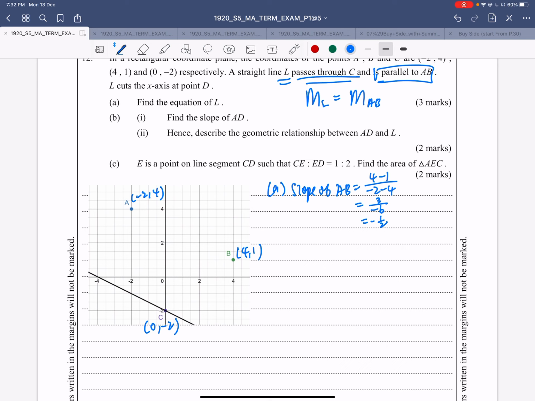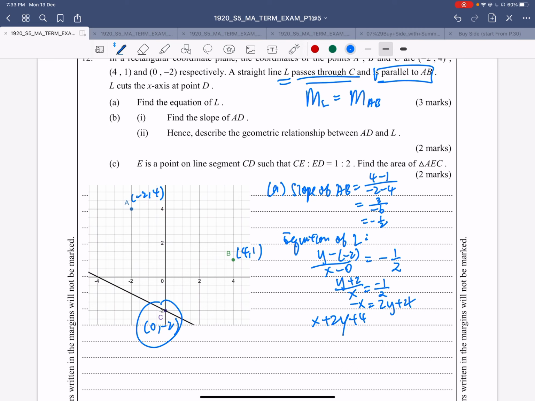Okay, so for the equation of straight line L, the slope is -1 over 2 because it's parallel, right? So the slope of this point is (y minus -2) over (x minus 0), and then you can basically solve it. -1 over 2 equals (y plus 2) over x, so negative x equals 2y plus 4. And so your solution will be x plus 2y plus 4 equals 0. Therefore, this is the equation of L, all right?